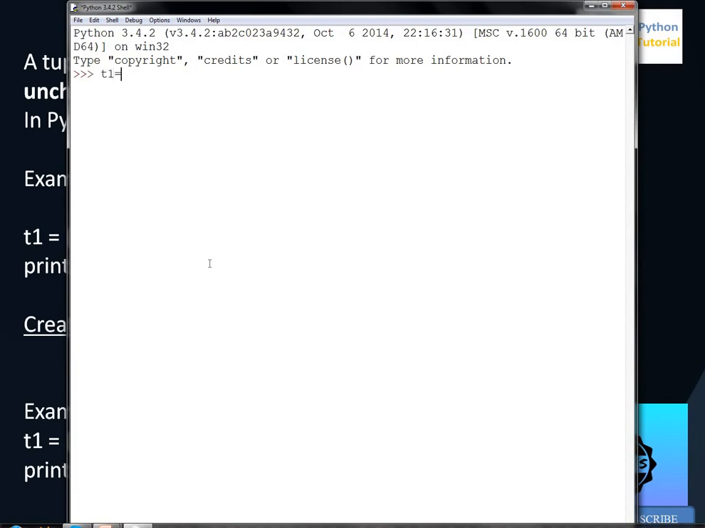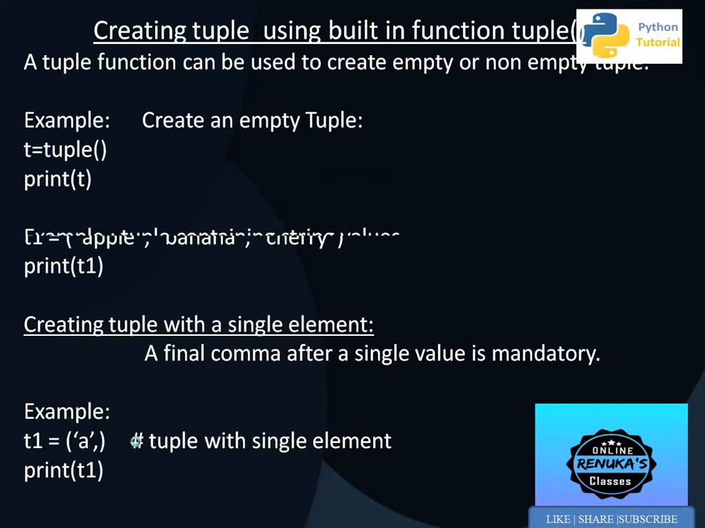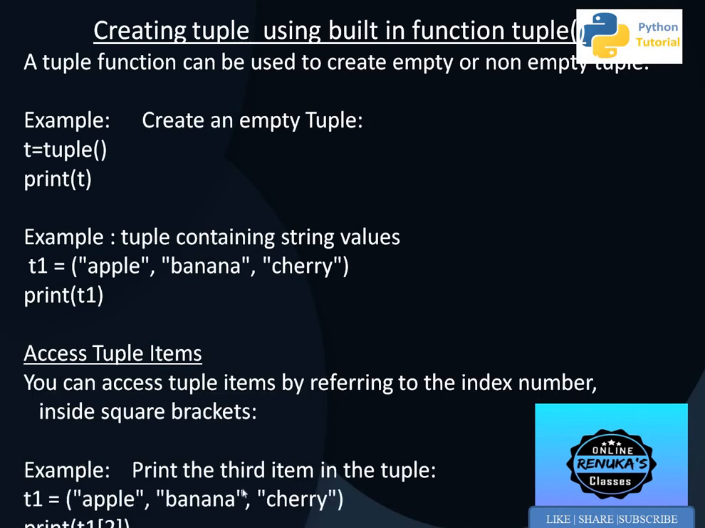So suppose we say t1 is equal to 10. In that case, if we print the type of t1, it is showing integer, but we want to make t1 a tuple. So for a tuple with one element, we have to write it like this. And now if we type t1, we can see that it is showing tuple. So for one element, we have to end that element with a comma to make a tuple of one element.